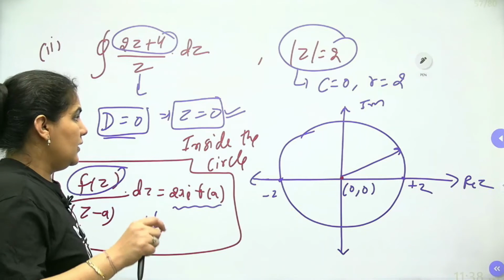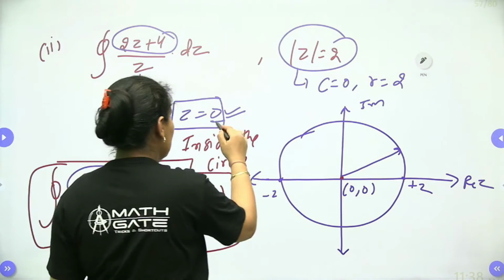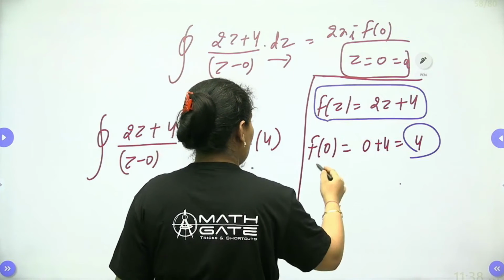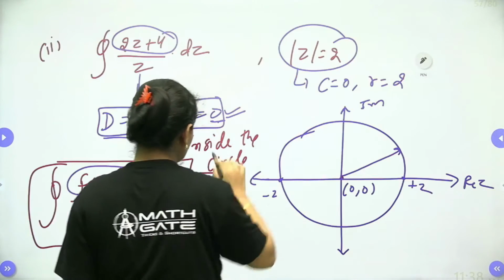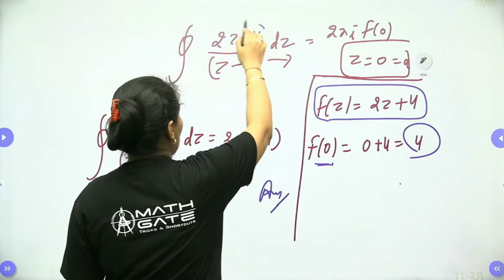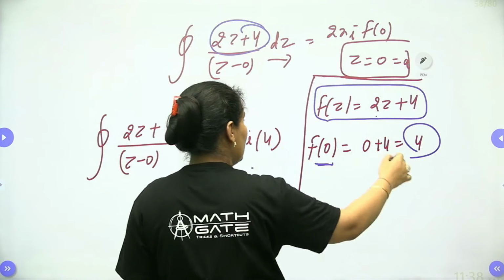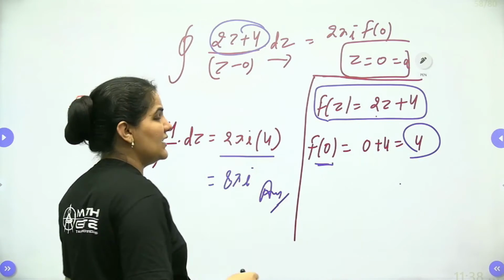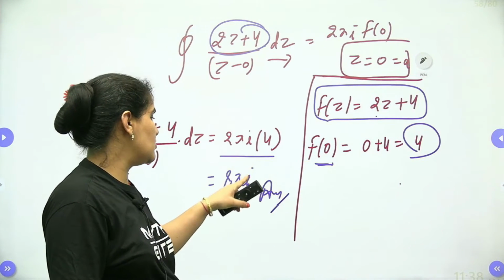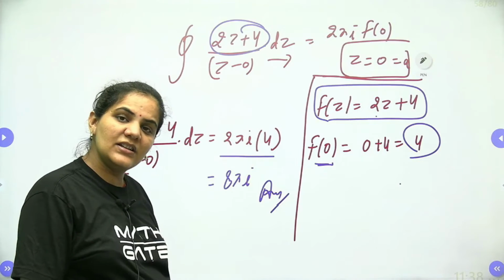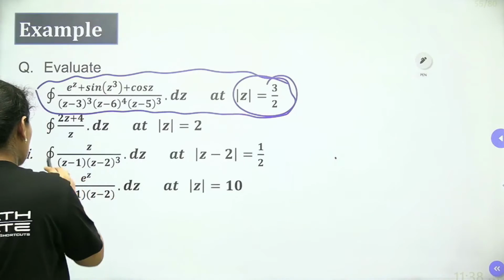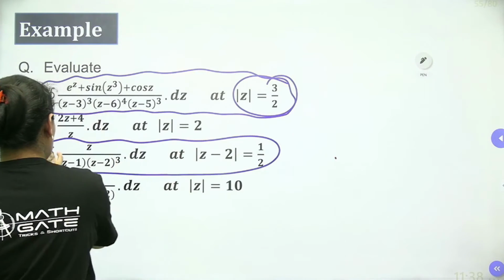Clear, guys? So that's why we see here z is equal to 0 is definitely inside the closed curve. So a is equal to 0 here. When we approach for f of a, we have to find the function at a, so we write a in place of z, and it will be 4. The result should be 2 pi iota into f of a. The f of a in this question is 4, so the result is equal to 8 pi iota. Done, guys? Clear? Now let's look at the next question.